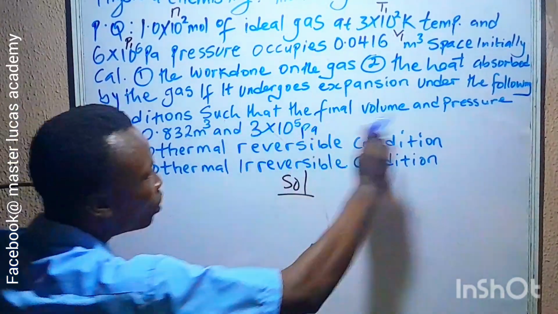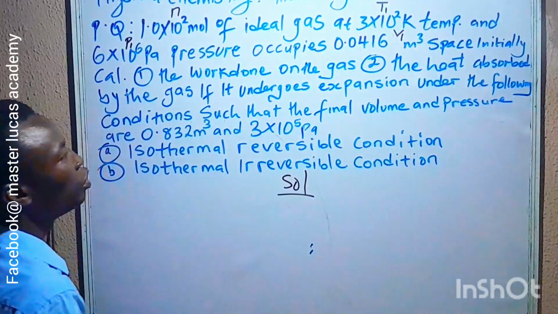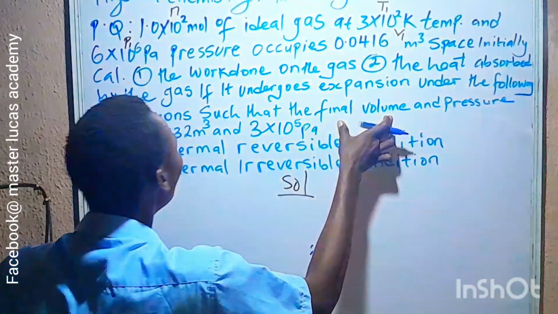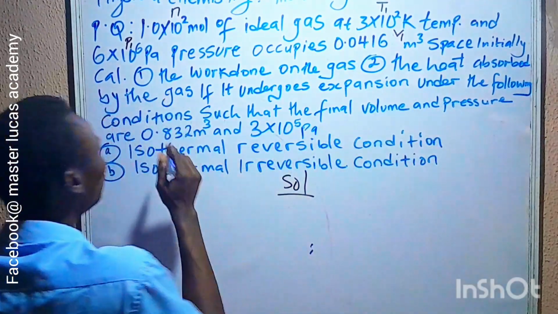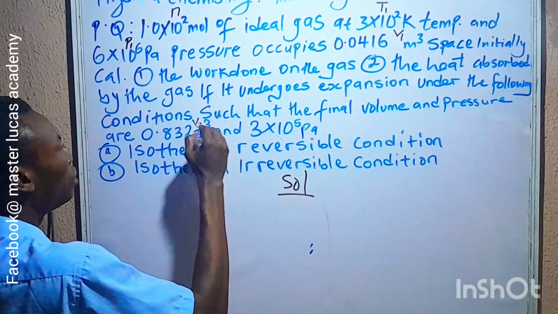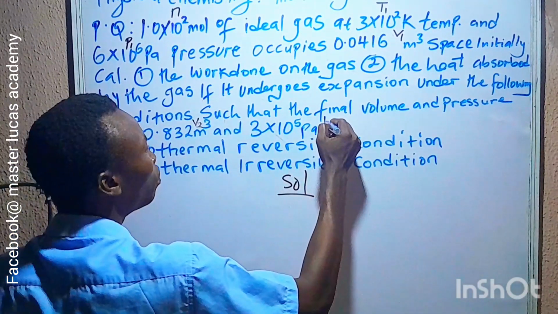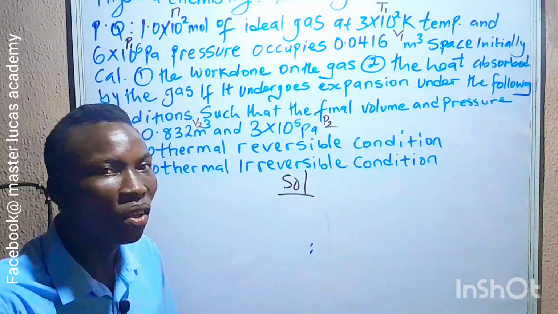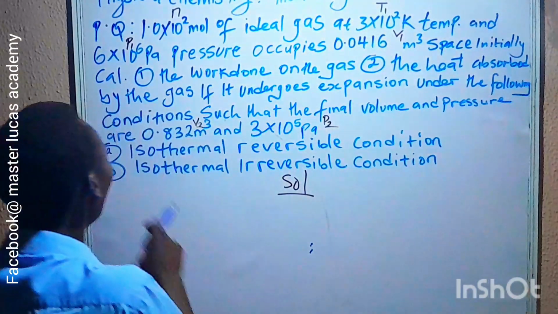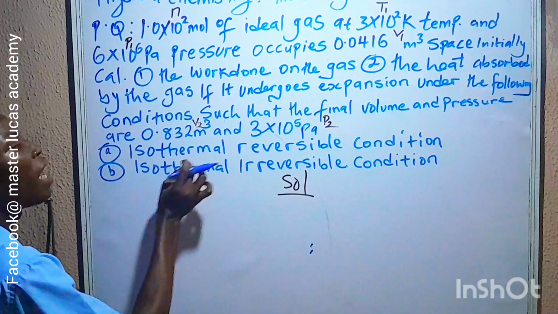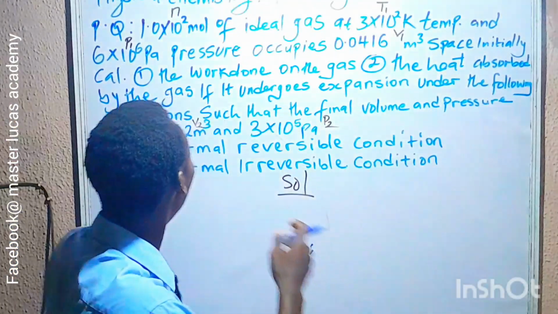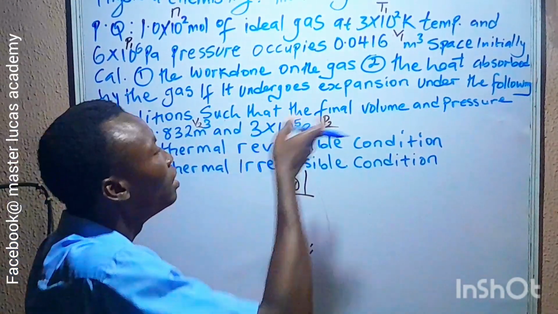Now under the following conditions, what are the conditions again? So you are given that the final volume and the final pressure are given to be, let this one be your V2. Let this one be your P2. Now in order to solve this problem, the first one says under the condition of isothermal reversible.